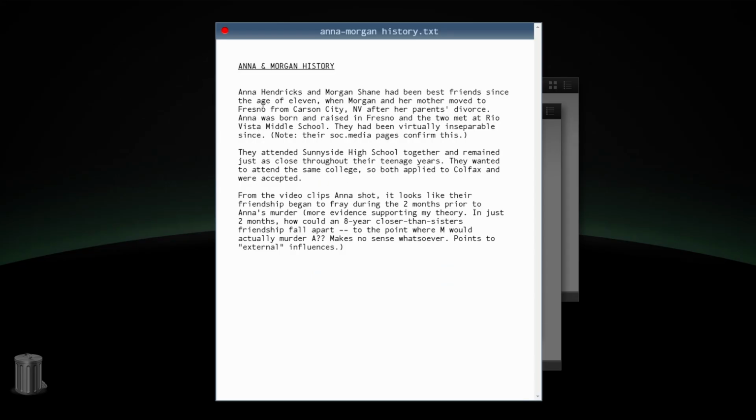Anna Morgan history. Anna Hendricks and Morgan Shane had been best friends since the age of 11 when Morgan and her mother moved from Fresno to Carson City, Nevada after her parents' divorce. Anna was born and raised in Fresno, and the two met at Rio Vista Middle School. They had been virtually inseparable since. Note, their social media pages confirm this. They attended Sunnyside High School together and remained just as close throughout their teenage years. They wanted to attend the same college, so both applied to Colfax and were accepted. From the video clips Anna shot, it looks like their friendship began to fray during the 2 months prior to Anna's murder, more evidence supporting my theory in just 2 months. How could an 8-year, closer-than-sisters friendship fall apart to the point where M would actually murder A? Makes no sense whatsoever, points to external influences.